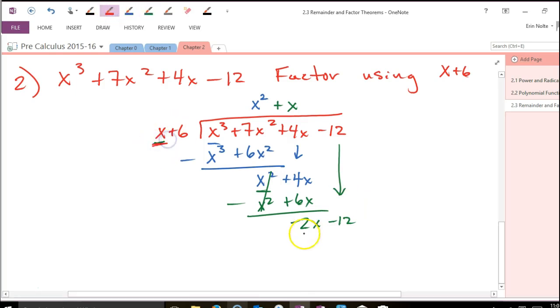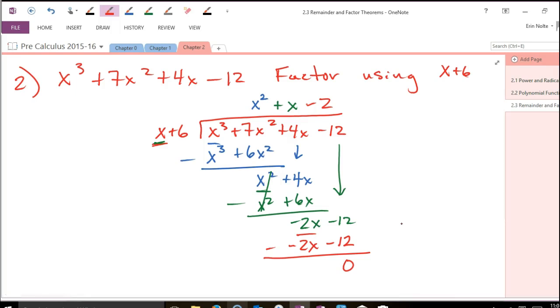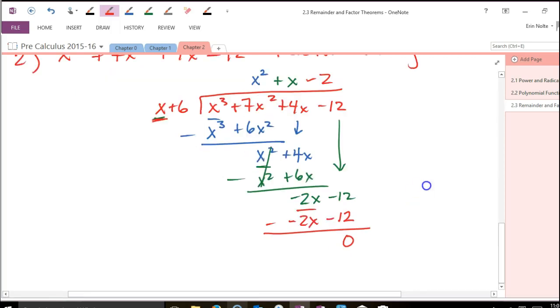What do I have to multiply x by to make a negative 2x? Negative 2. So when I send that through, I have negative 2 times x, which makes negative 2x. I have negative 2 times positive 6, which makes negative 12. And if I subtract, what is my remainder? 0. Okay, so did I correctly factor this? Is x squared plus x minus 2 an actual factor of our original polynomial? Absolutely, because of the remainder of 0.